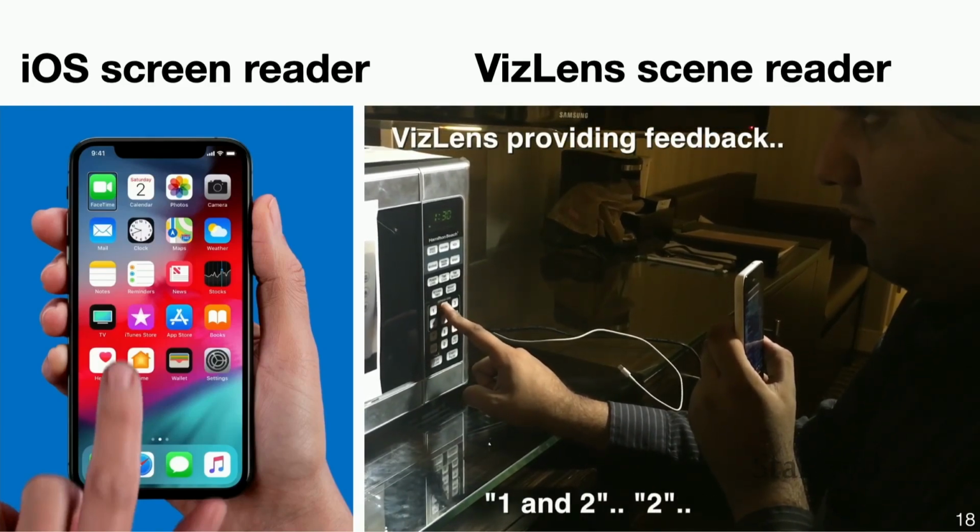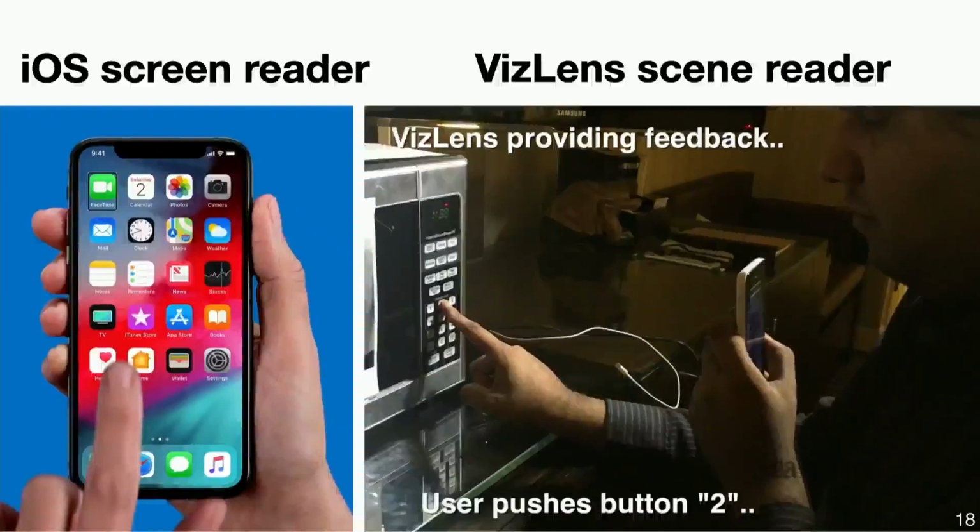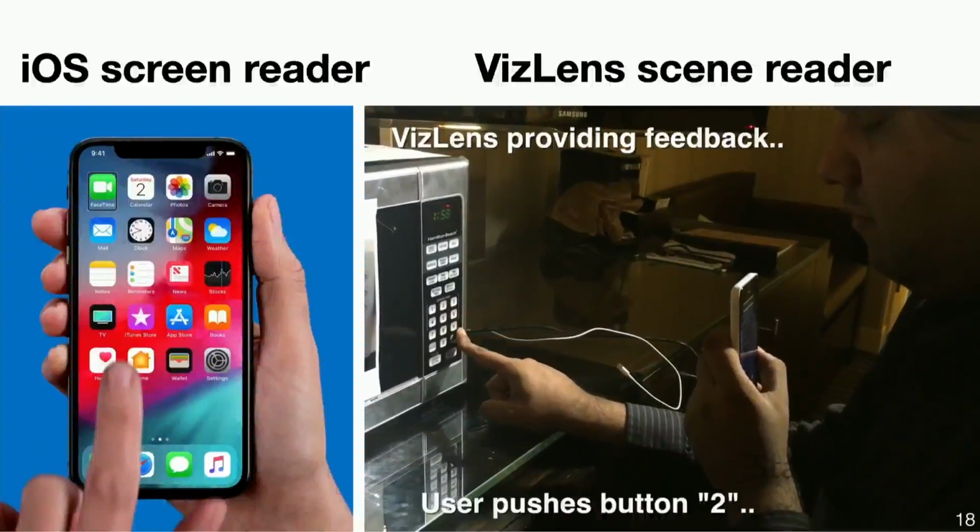So as you can see, when the user moves their finger on the physical interface, the system VisLens will be able to provide real-time feedback of what is underneath the user's fingers, kind of map to how a screen reader works for digital information.